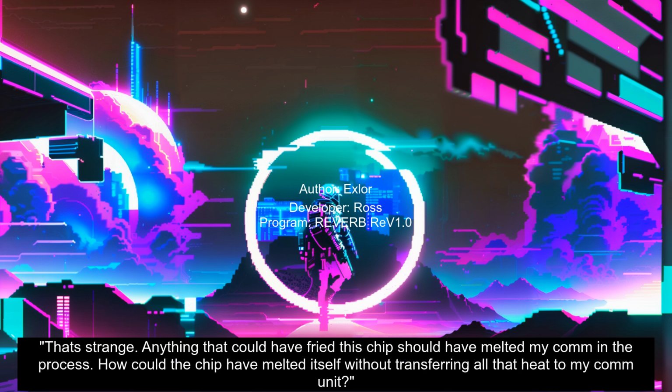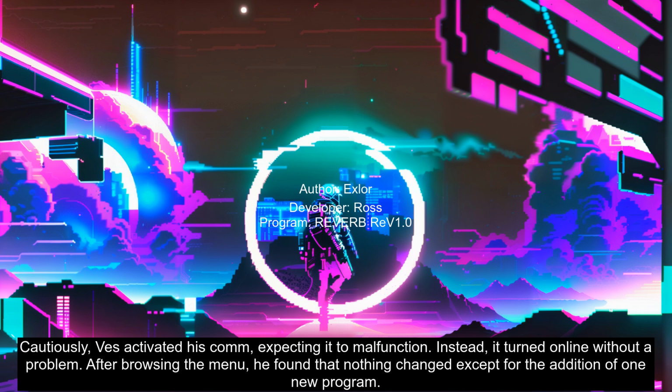Bewildered, he turned his gaze to his wrist communicator, which was still in pristine condition. That's strange. Anything that could have fried this chip should have melted my comm in the process. How could the chip have melted itself without transferring all that heat to my comm unit? Cautiously, Wes activated his comm, expecting it to malfunction. Instead, it turned online without a problem.